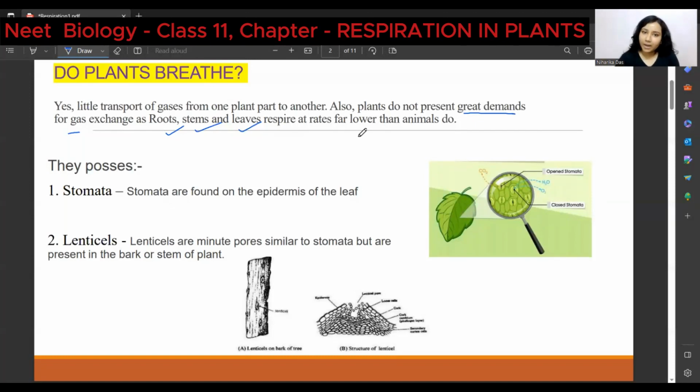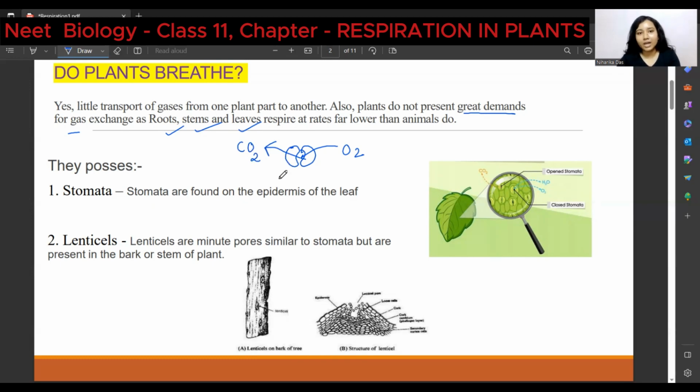Here we can see the stomata is going to help. The stomata are the fine pore-like structures which are guarded by guard cells, which are going to regulate its opening or closing. During photosynthesis, we have seen they are taking in the carbon dioxide and oxygen is released. Now we will be seeing that it is going to take in the oxygen, and after respiration, it is going to take out the carbon dioxide.